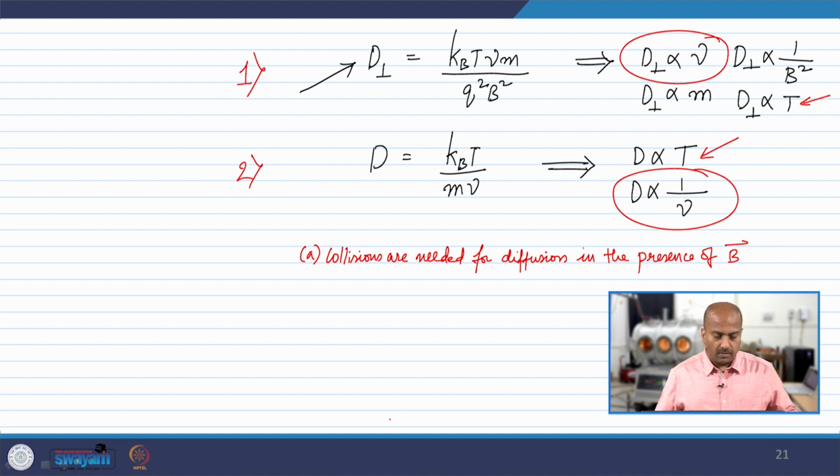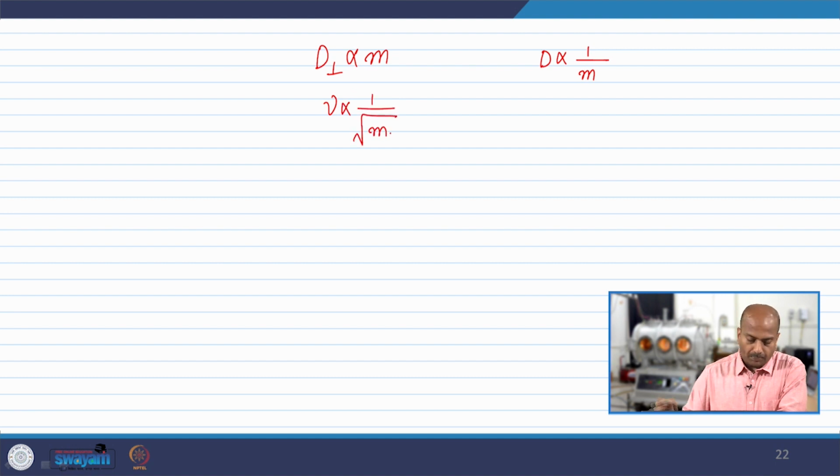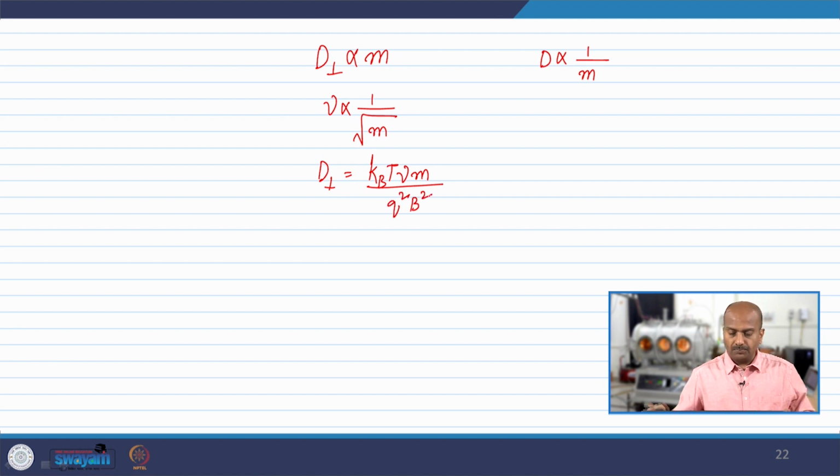Now, if we talk about mass, we know that D perpendicular is proportional to m. Whereas D is proportional to 1 by m, but we know that the collisional frequency is proportional to 1 by square root of m. Okay. So, if you put this into this expression, D perpendicular is equal to k_B T nu m divided by q square B square. If you put this in, what you will realize is D perpendicular is some constant times square root of m. Okay. So, it is not directly proportional to m, rather it is directly proportional to square root of m. That is the basic difference.